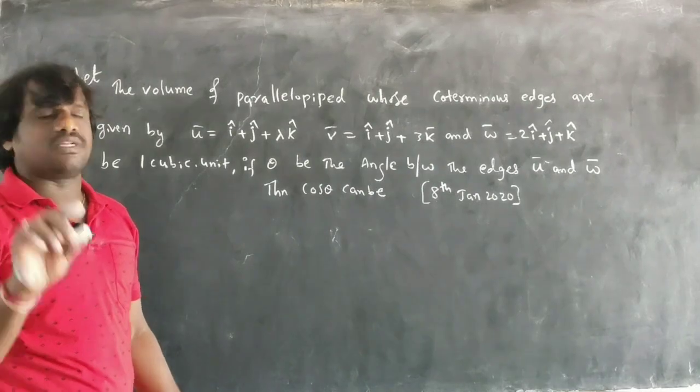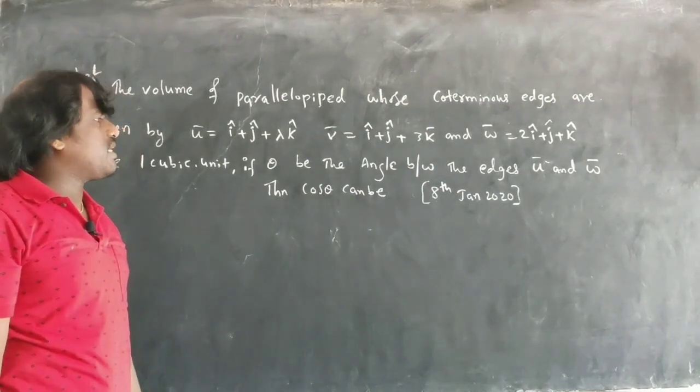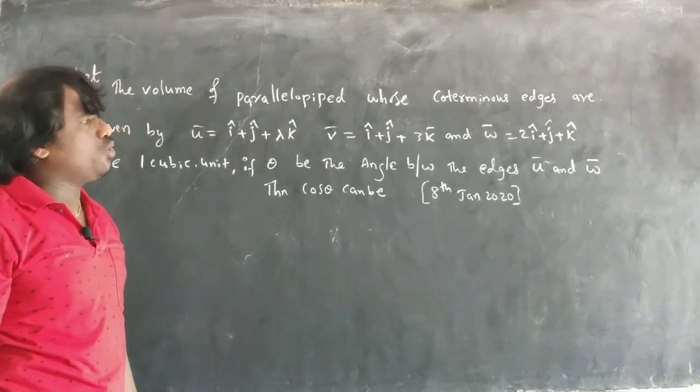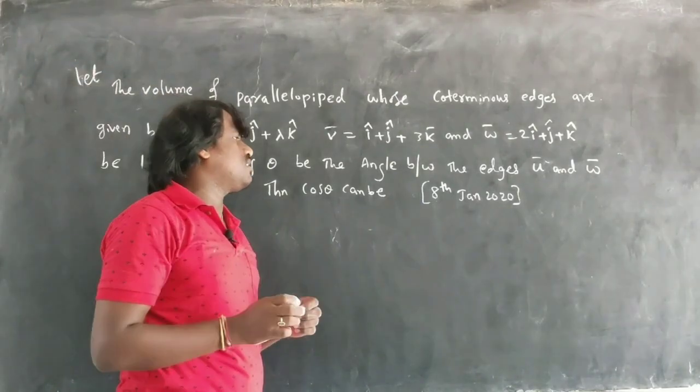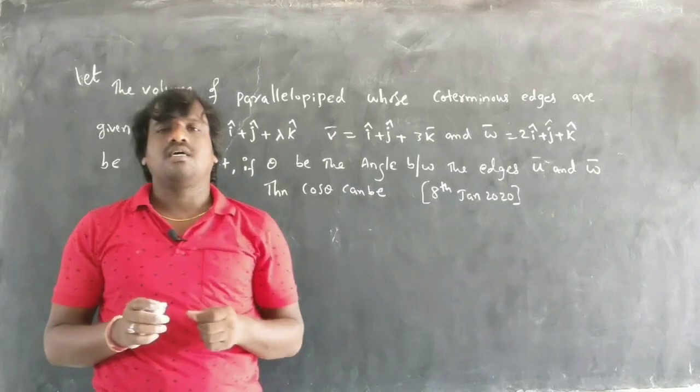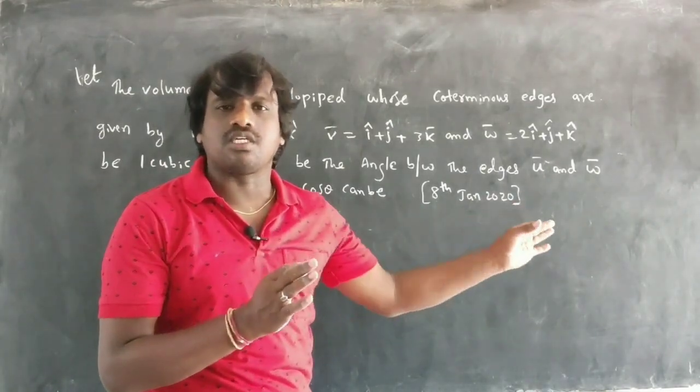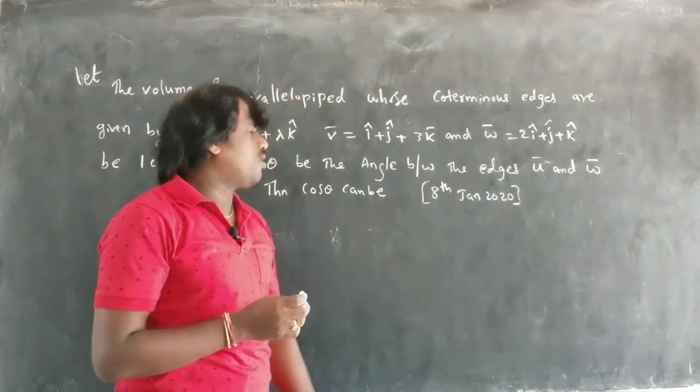Volume is given 1 cubic unit. If theta be the angle between the edges U and W, then what can cos theta be? This is the question. What will be the cos theta? This is a JEE 2020 question. Okay, how to deal with this one?